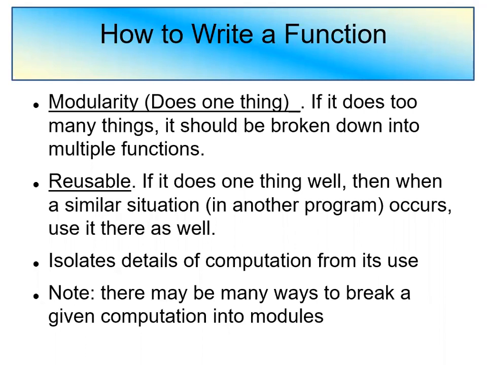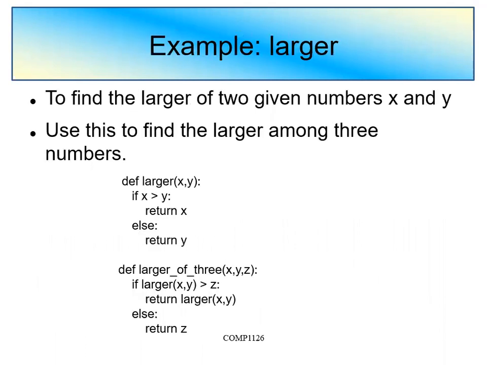Now let's look at this example that we have on the board here. This defines a function called larger and one called larger of 3. Let's look at larger first. Looking at larger, can we figure out what it does? If I call larger and I pass some values to it, what does it do with those values? Ultimately, what is the purpose of that function?